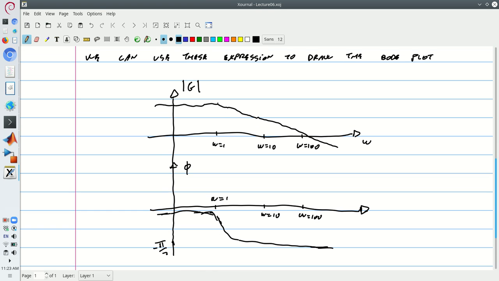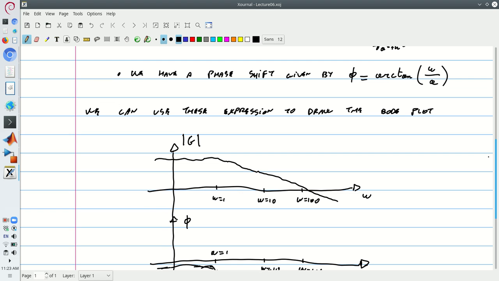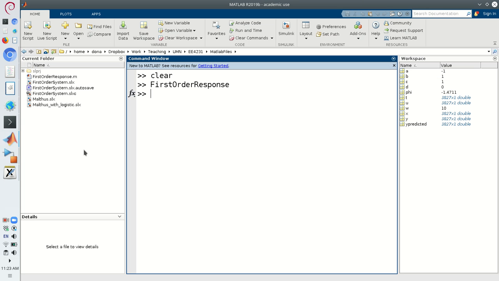Conceptually it tells you that if you are injecting a sinusoidal input into your system, you have an amplification or attenuation of the amplitude, and at the same time you're going to have a phase shift, and both these quantities depend on the specific frequency that your input has. Having said that, let's see how we plot a Bode plot in MATLAB.